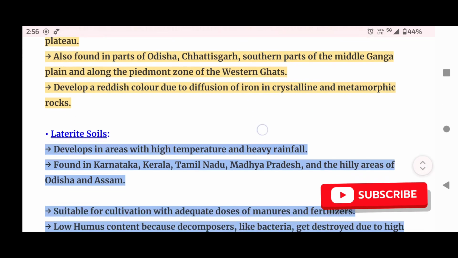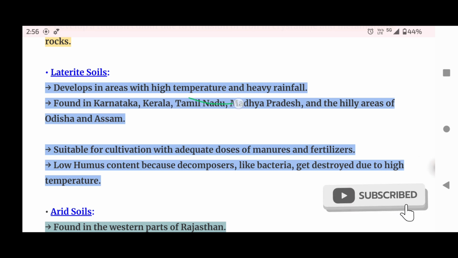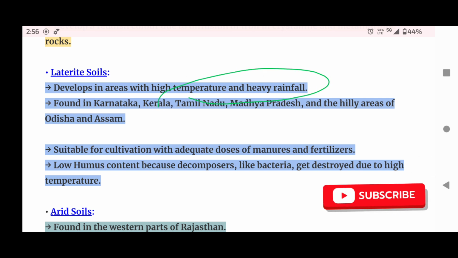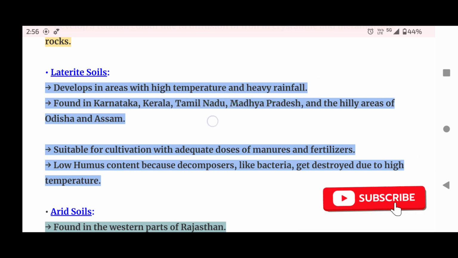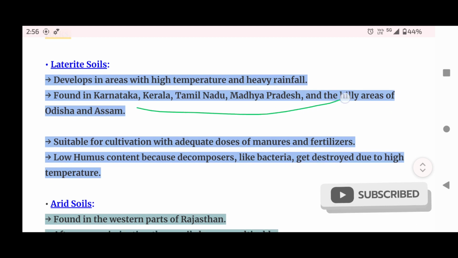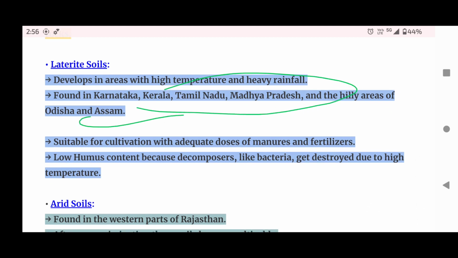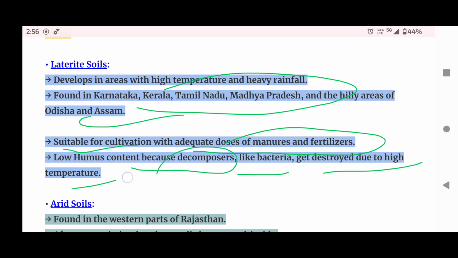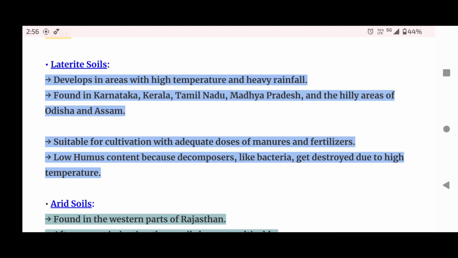Laterite soil. Laterite soils develop in areas with high temperature and heavy rainfall. It is found in Karnataka, Kerala, Tamil Nadu, Madhya Pradesh, and the hilly areas of Odisha and Assam. It's suitable for cultivation with adequate dosage of manures and fertilizers. Low humus content because decomposers like bacteria get destroyed due to high temperature.